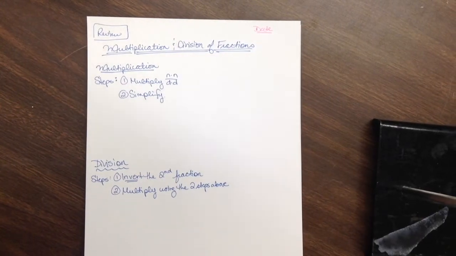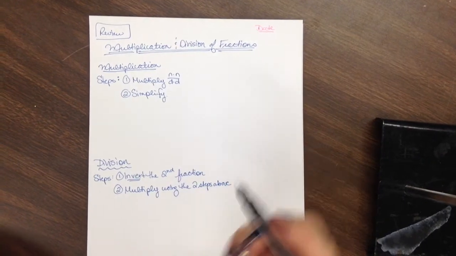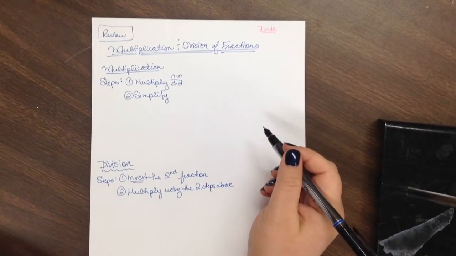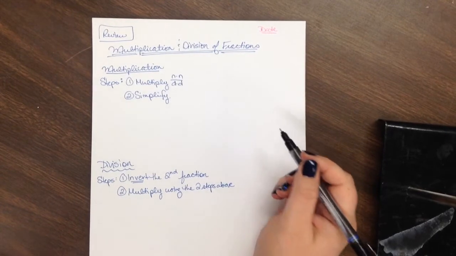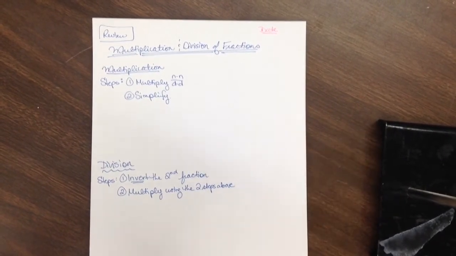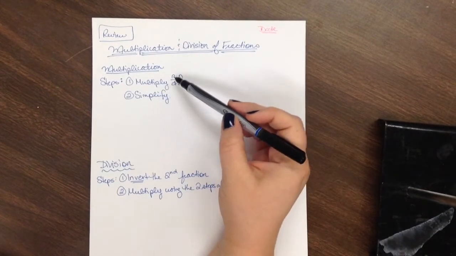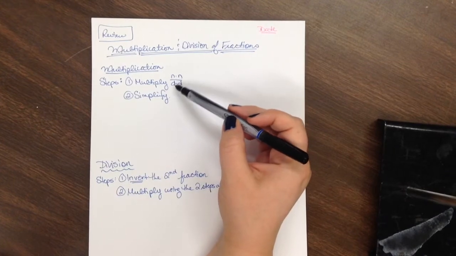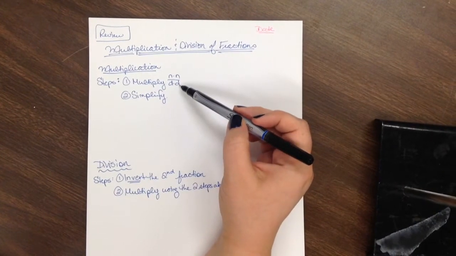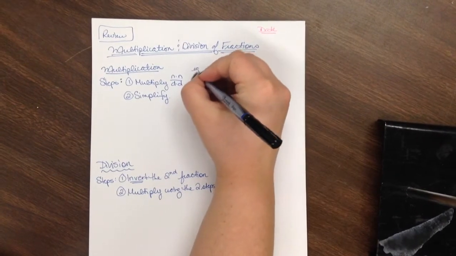Multiplying and dividing fractions. So let's start with multiplication. Now some of you may find this a lot simpler than adding and subtracting. I know I do. Some of you may find it more difficult. Okay, but we're going to learn the steps. So for multiplying fractions, our first step is to multiply the numerator times the numerator and the denominator times the denominator. Then we simplify. So let's try an example.